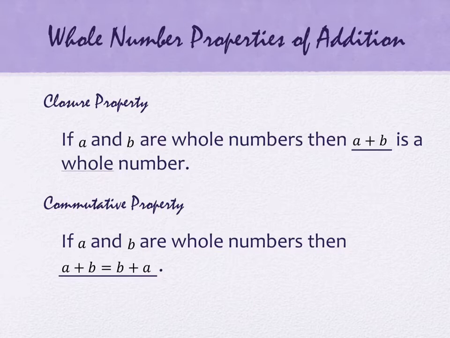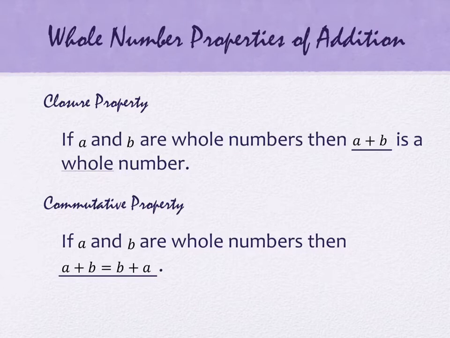The first one's called the closure property. The closure property is probably the one that we take for granted the most. The closure property says that if you have two whole numbers, A and B, and you add them together, you get another whole number. That's not just nothing. We take it for granted all the time, but it's not just nothing. It's very specific to addition, and it's very specific to whole numbers.